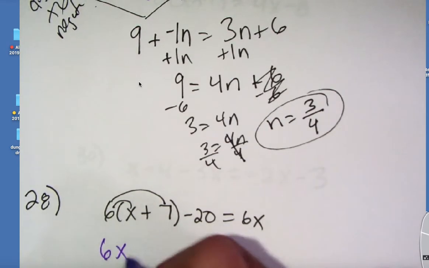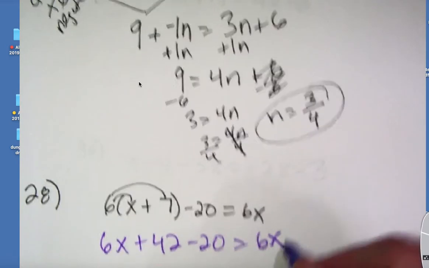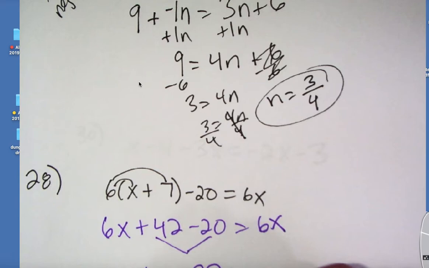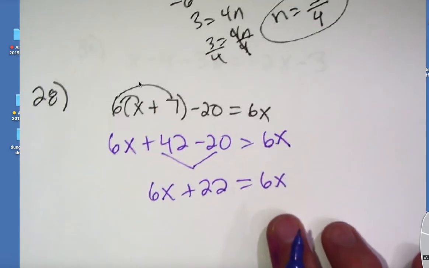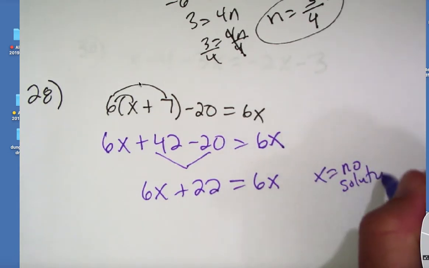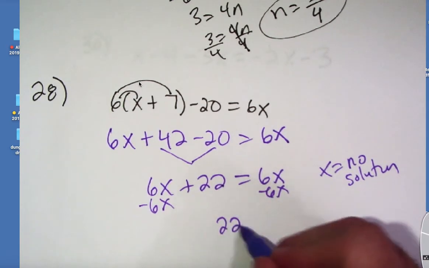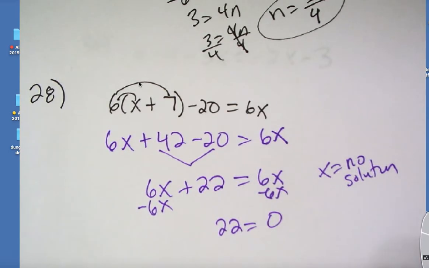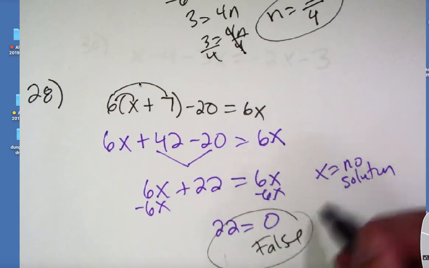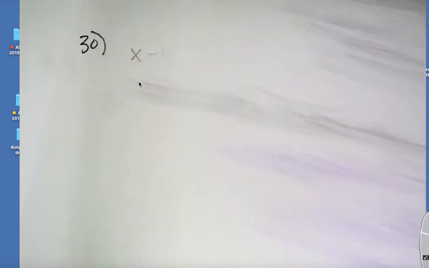You get 6x plus 42 minus 20 equals 6x. 42 minus 20 is 22. So I get 6x plus 22 equals 6x. And I can tell right now this is a no solution. But say I kept going and took away 6x from both sides. 22 equals 0. That's false with no variable. So false with no variable, no solution for number 28.